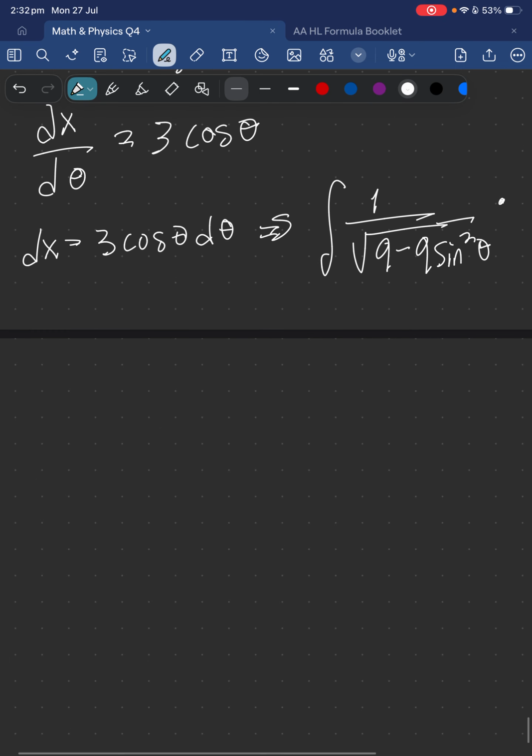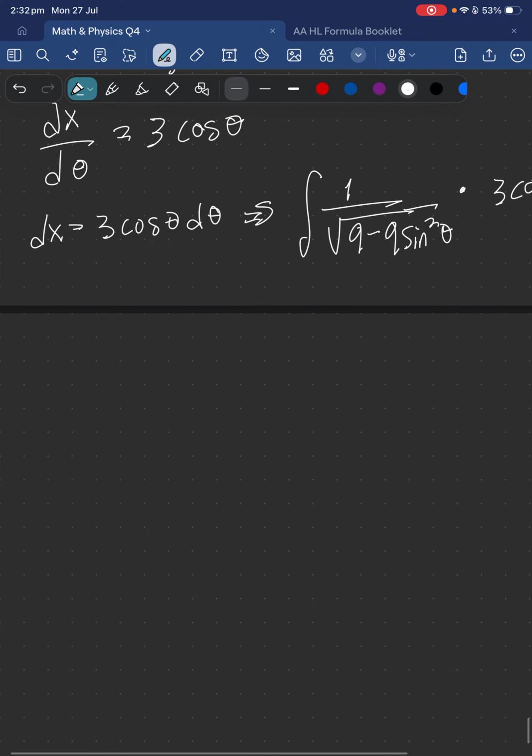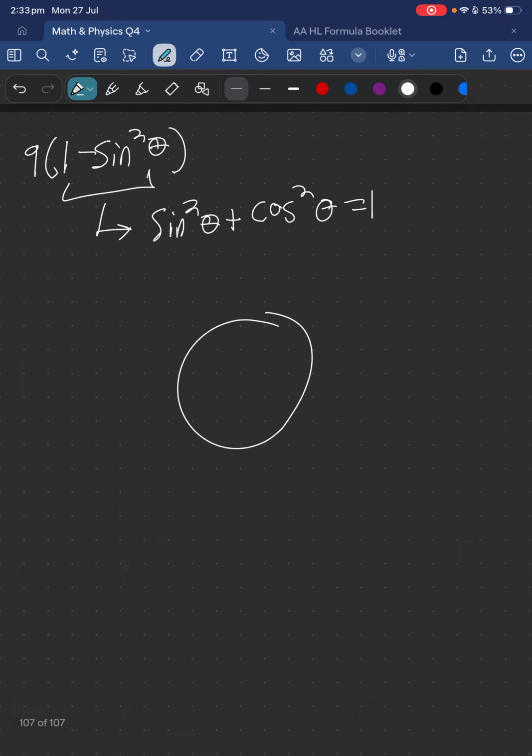So let's look inside the square root. Let's simplify this expression because it's crazy. We've got a lot going on. So let's work on what's inside the square root. So we can factor out a 9 and write that as 9 times 1 minus sine squared theta. And we can do something with this because we have this identity, sine squared theta plus cosine squared theta is equal to 1. And if you're wondering where we get that from, if you don't remember, it's from our unit circle.